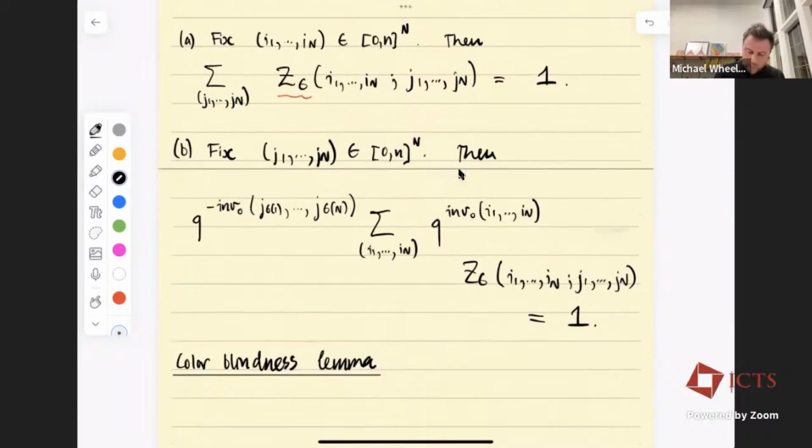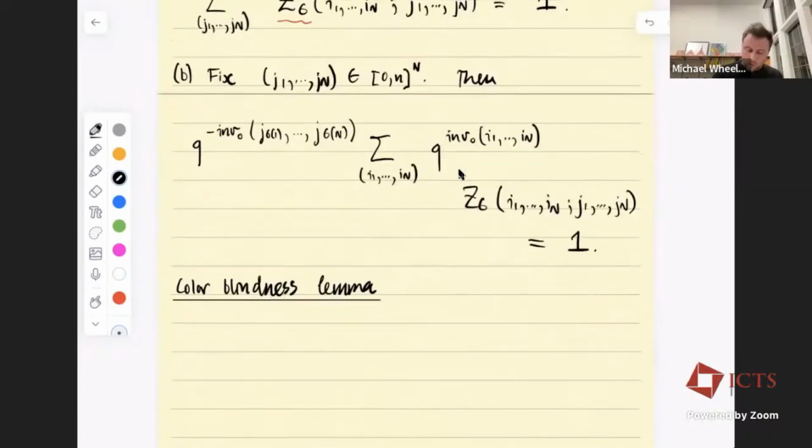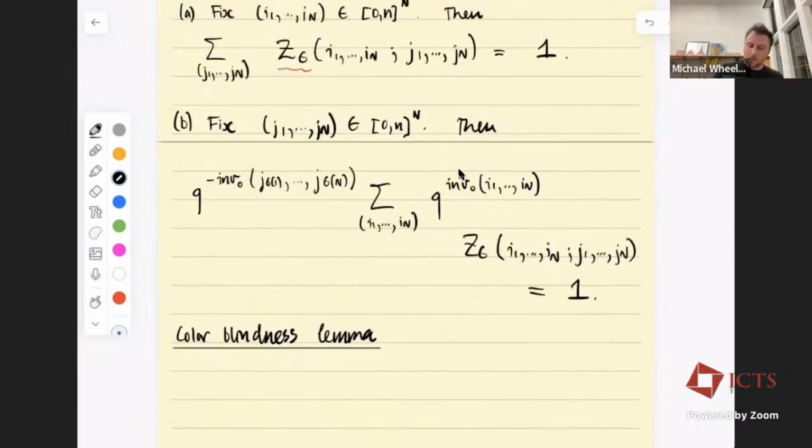So for that, we're going to need one piece of notation, which is the following. Sir, can I ask a question? Yes. Could you please repeat the induction step in the proof of the previous proposition? Yep, that's fine.